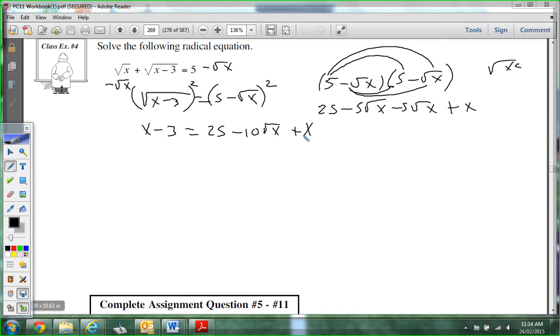Okay, now we're going to move stuff over to a side. So now, look at this. If I minus x over here, my x's go away. So that's nice. Let's add 3. So I have 0 equals 28 minus 10 root x. I still want to solve for x. So I'm going to go ahead and move this back over here. Makes it positive as well, so we like that. Okay, let me slow down for a second, and then we're going to finish this out.